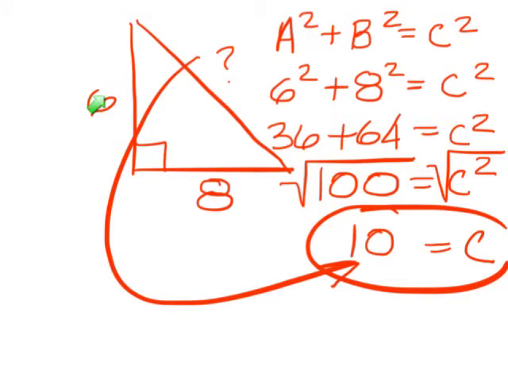Here's a quick review. If you know these two sides, square them like this, and then add them together and find the square root of that sum. That'll give you the missing side.